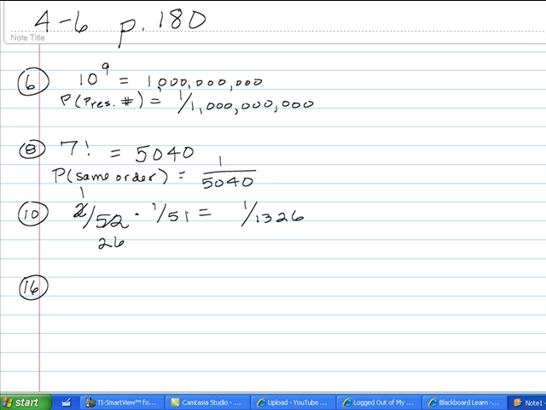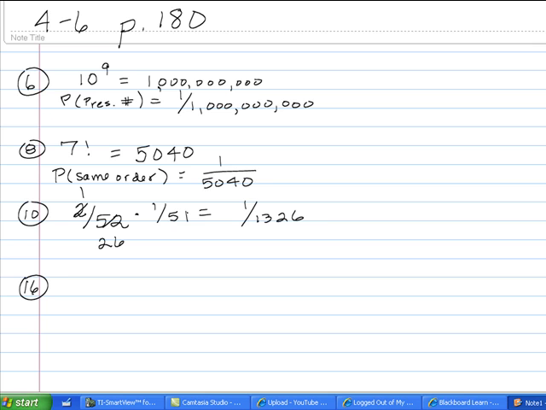Okay, moving on to number 16, the Florida Lottery. Winning the jackpot in the Florida Lotto requires that you choose 6 different numbers from 1 to 53, and your numbers must match the same 6 numbers that were later drawn. The order of the selected numbers does not matter. If you buy 1 ticket, what is the probability of winning the jackpot?